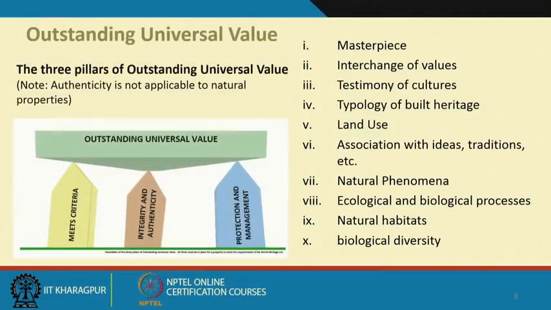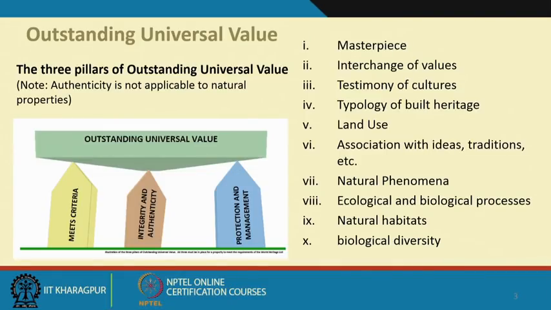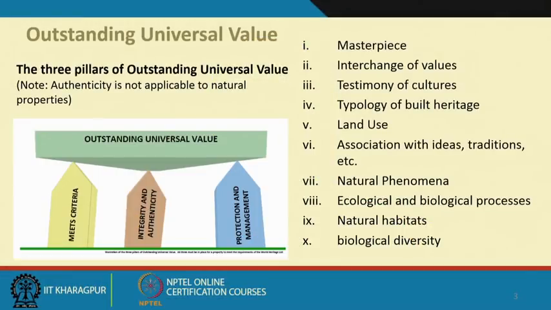We also discussed various examples to explain how these criteria work, and as we discussed, one particular site can meet more than one criterion. Now, we must also remember that there are 3 pillars of the outstanding universal value. One is that it meets the criteria, the second is integrity and authenticity, and the third is protection and management. We have already discussed the criteria. Today we will talk about integrity and authenticity, and then we will discuss management in our next lecture.